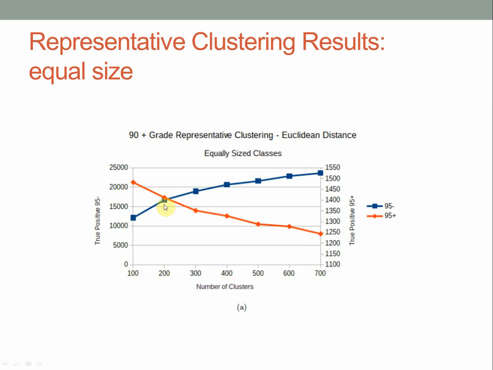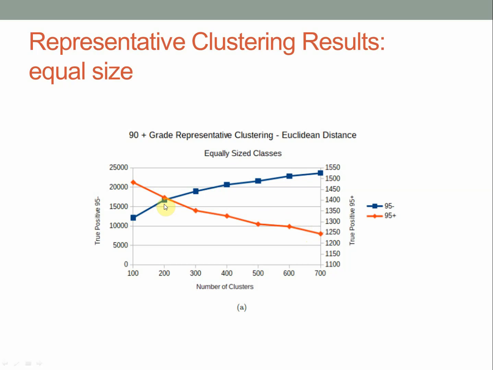So if we take a look at this interesting one, when we generate 200 clusters, we are actually able to predict 1,400 ones that are 95 plus. Compared with that, for the 95 minus ones, we can predict about 17,000 correctly. So this is like the trade-off point. After that point, as we keep increasing the number of clusters, the correct 95 plus predictions go down, and the other one goes up. So that is what we have discovered here.